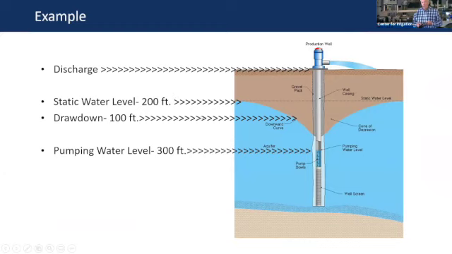This is the same chart again. And we know we have 100 feet of drawdown. The actual pumping water level is how far we have to lift to the surface. It really doesn't matter where it started. It matters as it's running. So we're going to look at it as it's running. So we have a 300-foot lift here before it discharges. In this case, just an open discharge, maybe into a reservoir or something like that.